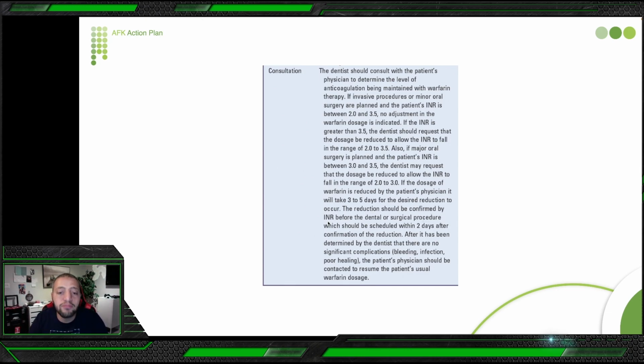The reduction should be confirmed by INR before the dental or surgical procedure, which should be scheduled within 2 days after confirmation of the reduction. So if he did the test Friday, you should see him by Sunday at most, because it's within 2 days. If he did the test Friday and missed the appointment Sunday and came after 5 days, this test is invalid. You should make a new test. So the maximum is 2 days, and they usually recommend the same day: in the morning, you do the INR and then come to you. After it has been determined by the dentist that there are no significant complications, the patient's physician should be contacted to resume the patient's usual warfarin dosage.